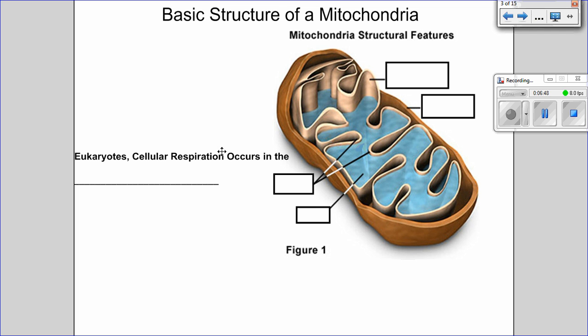Because of that, we're going to talk about some of the anatomy of the mitochondria. So in eukaryotes, which are our cells, eukaryotic organisms, we'll talk about that in a few weeks, cellular respiration occurs in the mitochondria.